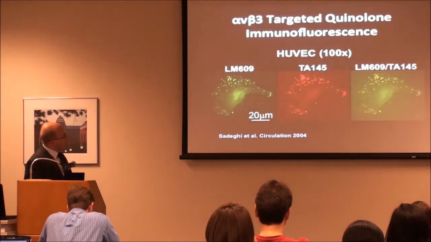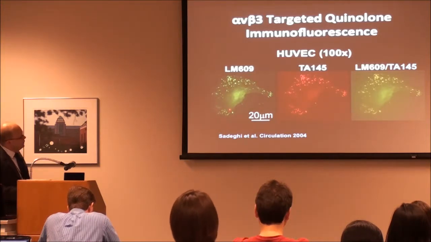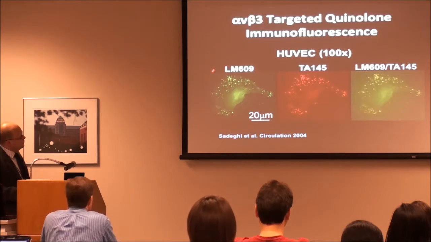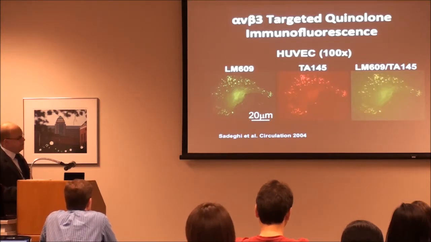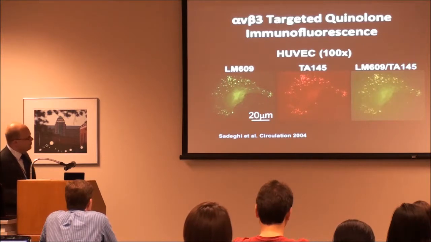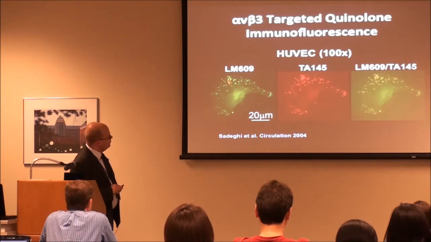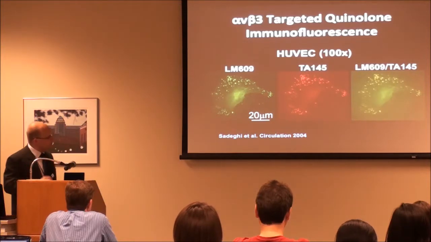With this alpha V beta 3 targeted quinolone, we had access to a fluorescent analog, the TA145. In HUVEC cells, human endothelial cells, we labeled the cells with an antibody against alpha V beta 3 integrin, and also stained them with the fluorescent analog of our radiotracer. Then we looked at the colocalization. We proved that the alpha V beta 3 integrins correlate very well with our probe. So it was good targeting.